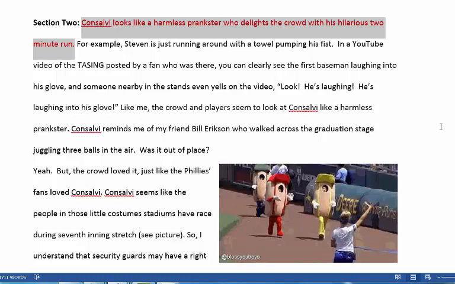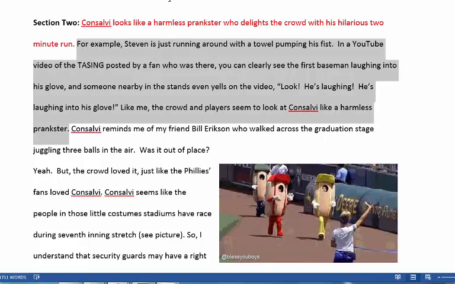And it's just, I watched this stuff and I read this stuff, and this is a point I thought I might like to make. Here it is. Consalvi looks like a harmless prankster who delights the crowd with his hilarious 2-minute run. That is a point.